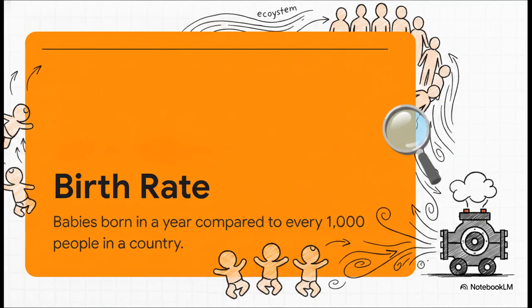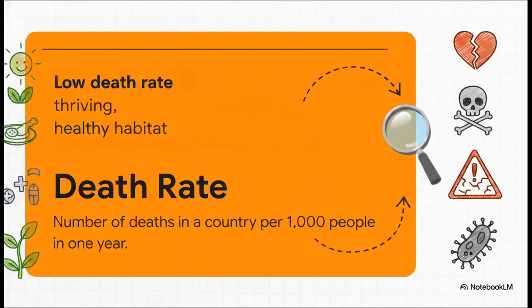The birth rate is simply defined as the number of babies born in a year for every 1,000 people in a country. You can kind of think of a high birth rate as a powerful engine directly driving a population upward. The higher this number, the faster the population expands. Then, on the flip side of that coin, we have the death rate. You guessed it, that's the number of deaths in a country per 1,000 people in 1 year.